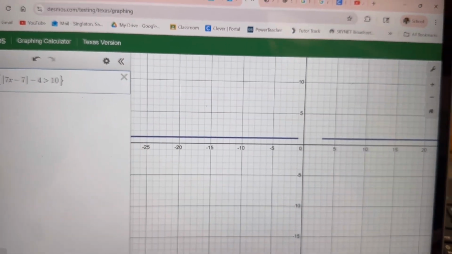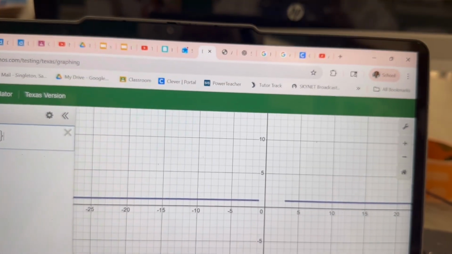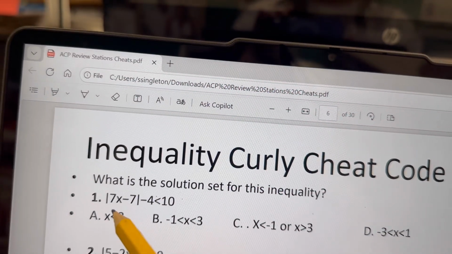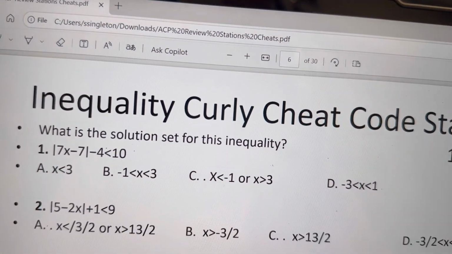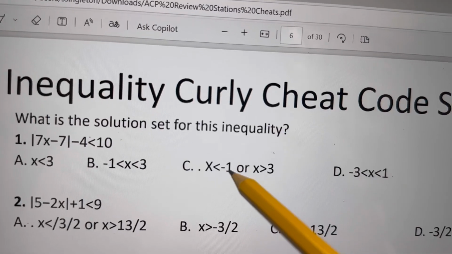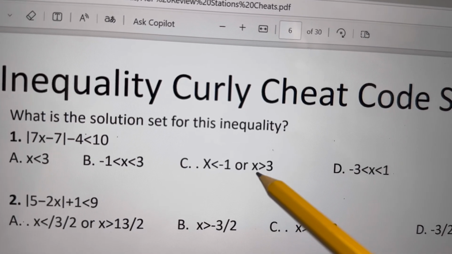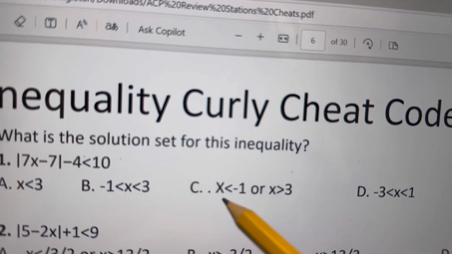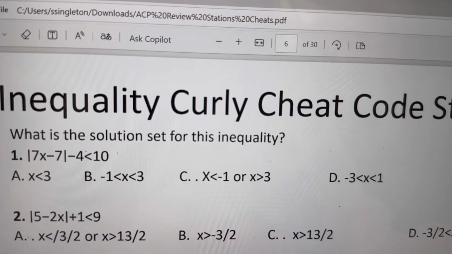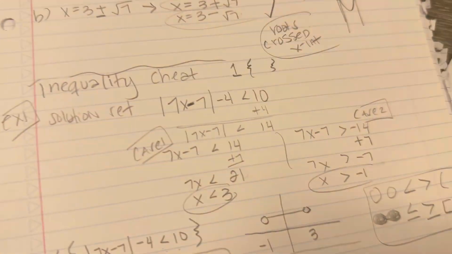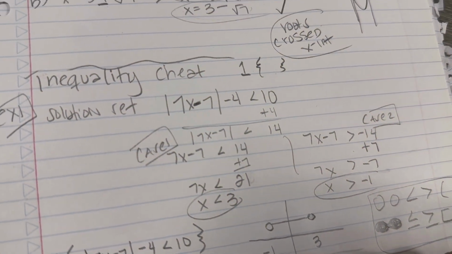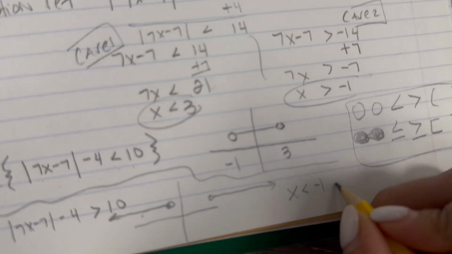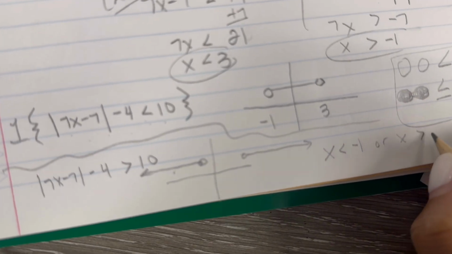So what if your picture looked like this? Which one would you pick then? Well, any number less than -1 and any number greater than 3. If you have two lines, then you pick the one that has 2 answers, right? So go ahead and write that down. It'll be x is less than -1 or x is greater than 3.